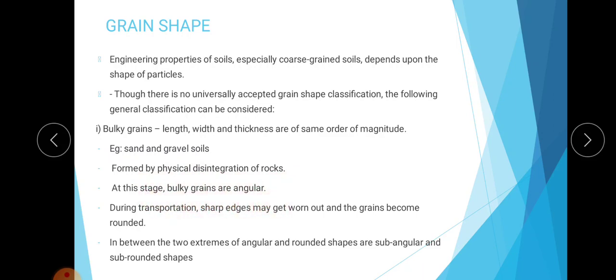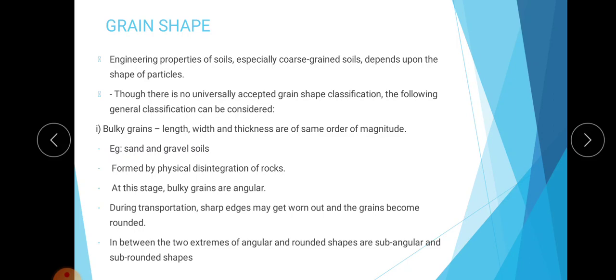That is, at the point of formation, the bulky grains will be angular, and during transportation these sharp edges may be worn out and the grains become rounded, almost rounded, due to the transportation. In between the two extremes of angular and round shapes, there are subangular and sub-rounded shapes.